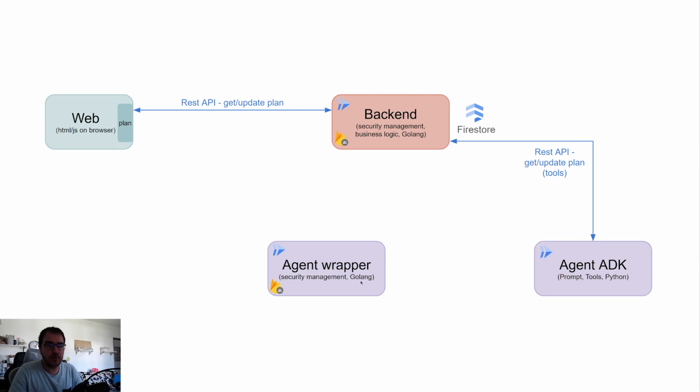The main principle of having a backend, the agent wrapper and ADK is to have a separation of concerns. Each layer is responsible for its own task: the agent to interact, the backend to store and to check the business logic, and the wrapper to ensure the security of the access.